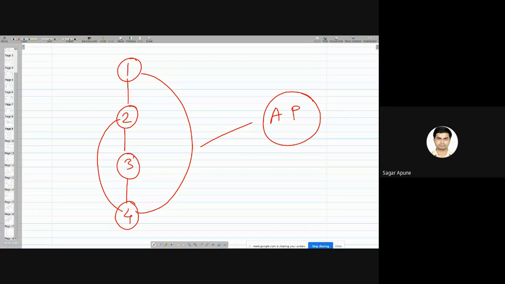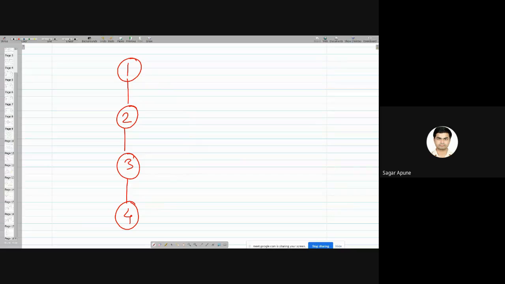Okay. So now the next example: if I remove some edges from my given graph. Now tell me, are there any articulation points, or how many articulation points are there for this graph? 1, 2, 3, 4.